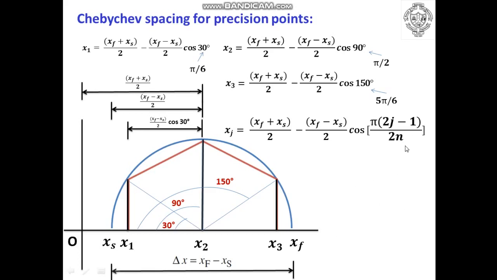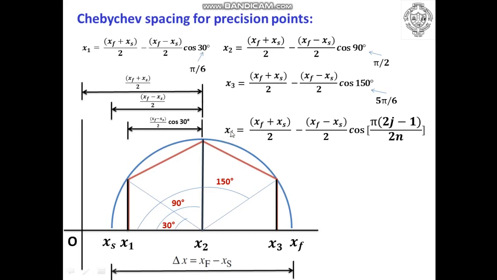So now let us consider that precision points are 3, that is x1, x2 and x3. Let us put the value of j as 1. So we calculate the value of x1 as xf plus xs divided by 2 minus xf minus xs divided by 2 cos pi into 2 into j. Now the value of j we have put as 1, so 2 into 1 is 2, minus 1 we get 1, divided by 2 into n. The number of precision points considered here is 3, so 2 into 3 gives 6. So here we get pi by 6, and pi by 6 is nothing but 30 degrees. So the formula for generalization is correct.